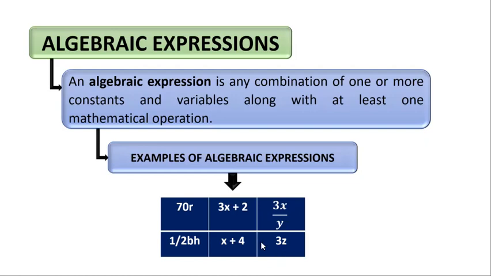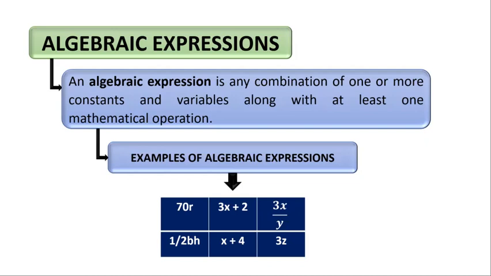And as you can observe, it is actually the combination of one or more constants and variables. And these examples here have at least one mathematical operation. And when we say mathematical operations, we are referring to the operations addition, subtraction, multiplication, and division.